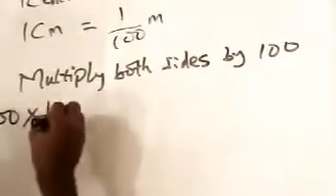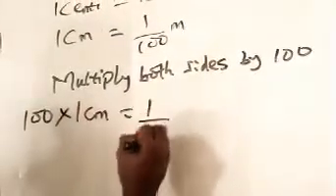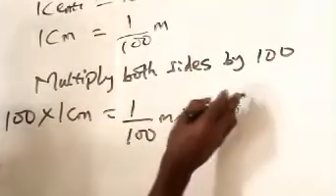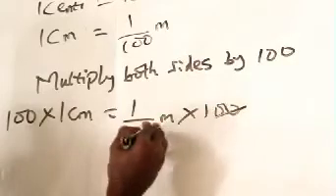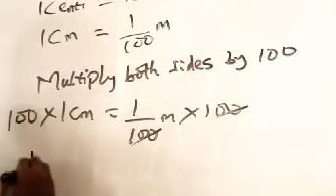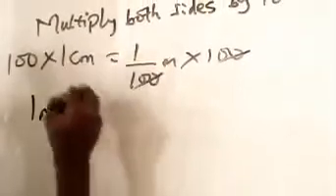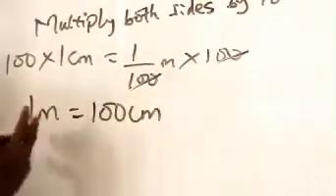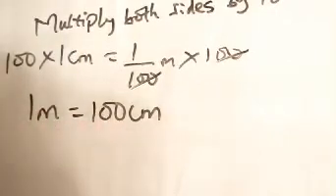So let's see if doing that can give us 1 meter. So this will be 100 times 1 centimeter, because 1 over 100 meters times 100. Okay, so if 100 cancels 100, we are now left with 1 meter. Let me reverse it for convenience. Now 1 meter is equal to 100 times 1, which is 100 centimeter. So now we know that 1 meter is 100 centimeter.